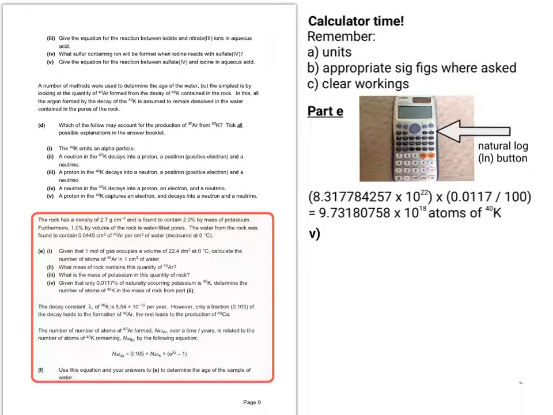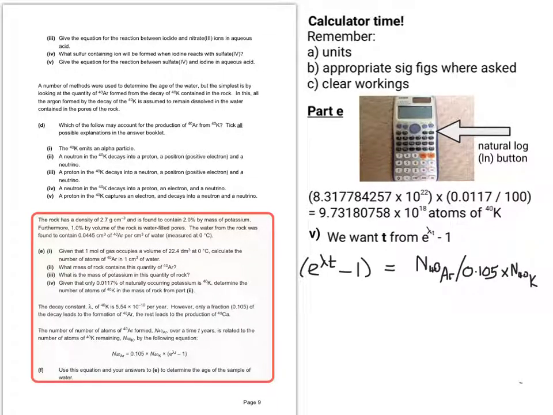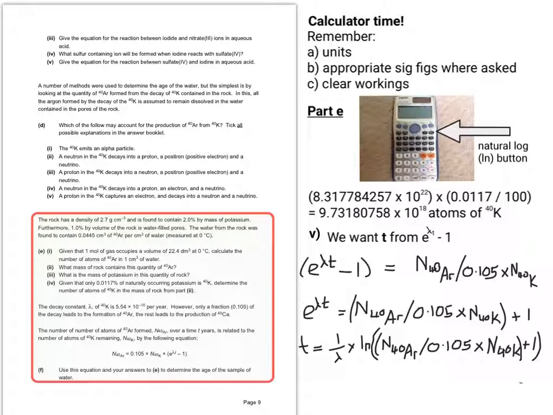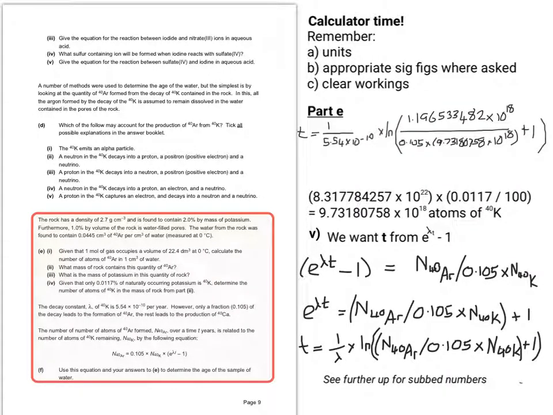So let's clear some space now to do our rearrangement. So we're looking for t from e to the power of lambda t minus 1. So let's rearrange in terms of e to the power of lambda t minus 1. So to get rid of e, you have to natural log the whole of the right hand side of the equation and then multiply by 1 over lambda, because you're inversing the power of lambda. So now we've got t. So we've now got the numbers subbed in.